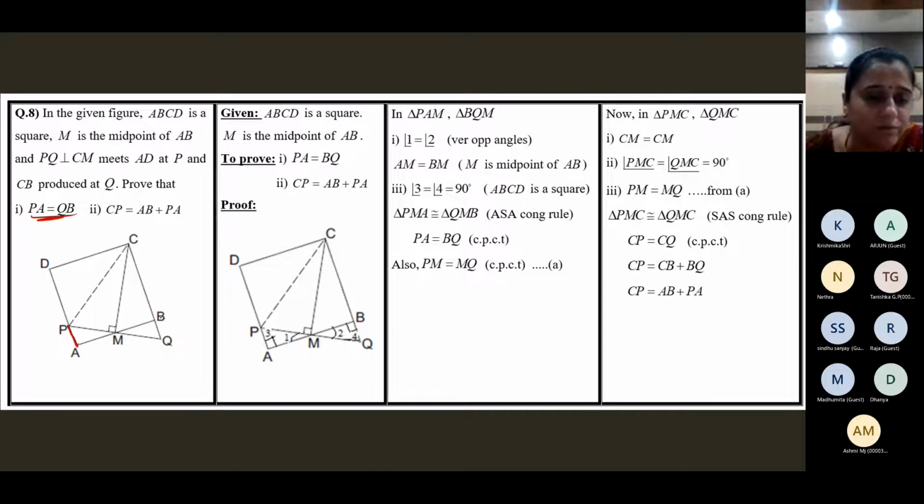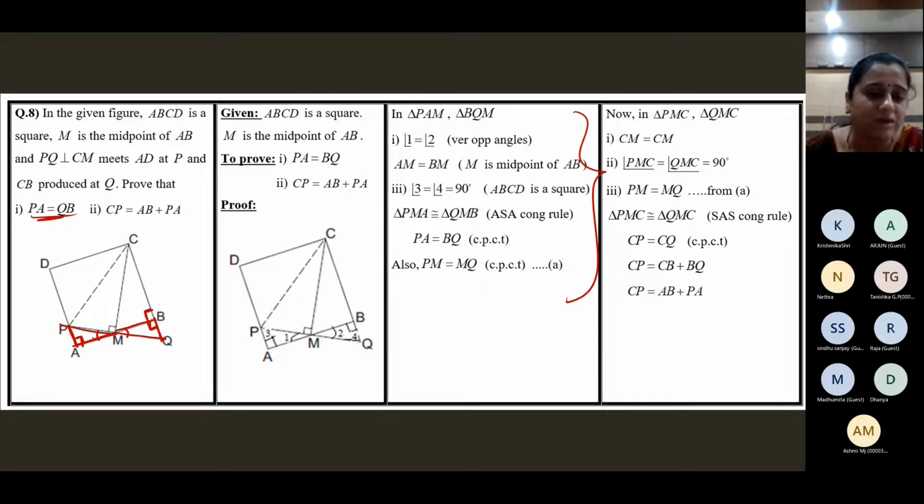PA is equal to QB. So clearly, to show that PA is equal to QB, you need to take up these little triangles, this triangle and this triangle. We need to take up these two small triangles, show that they are congruent, and use CPCT. As you can see in the proof, this angle is equal to this angle, vertically opposite angles are equal. This angle is 90 degrees, and here this angle is 90 degrees because this is 90, so this also will be 90. So it's 90 in this triangle, it's 90 in this triangle.